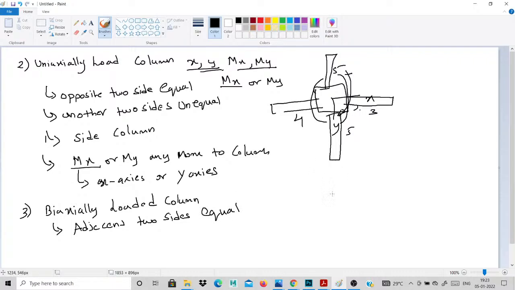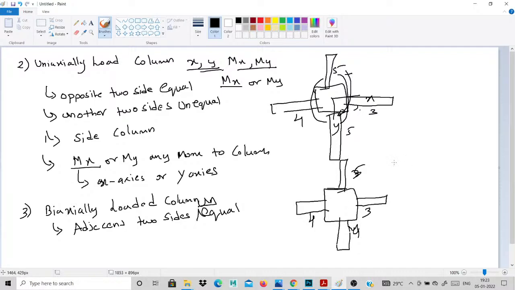Adjacent two sides means I simply draw this column. Adjacent two sides are unequal. I draw this beam, this is one beam for this area, the four beams are acting on this column also, but the four beams are different sizes. This is 4 meter, 3 meter, this is 5 meter, 4 meter. The four beams are unequal. Okay, the four beams are adjacent two sides.